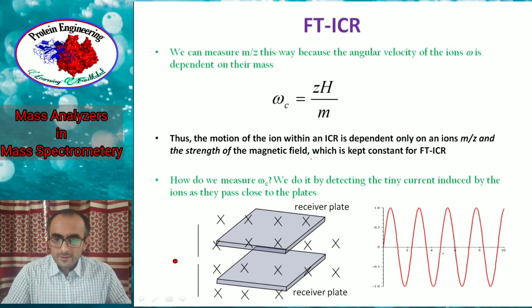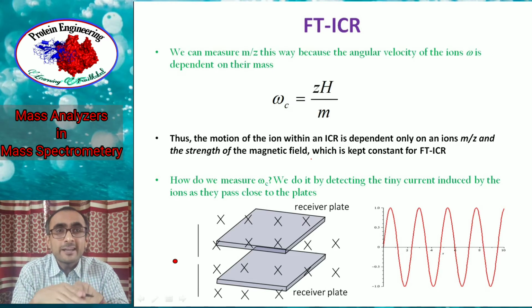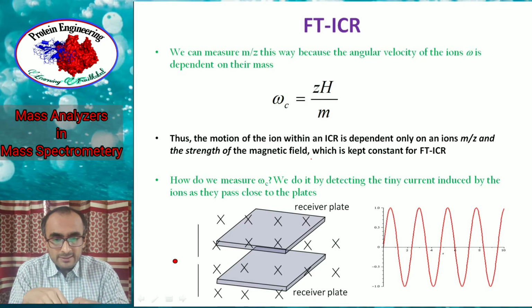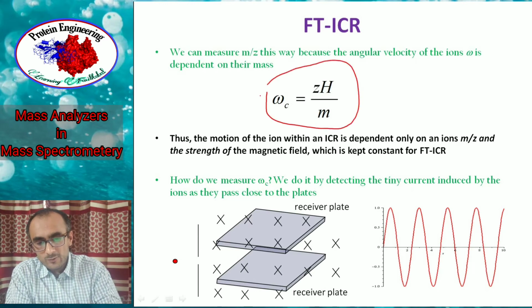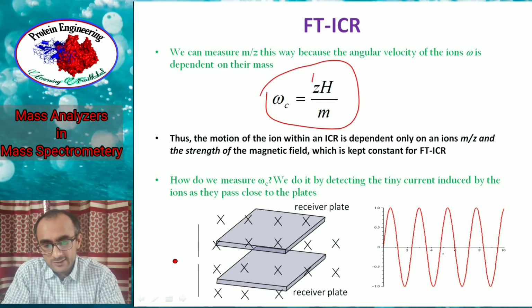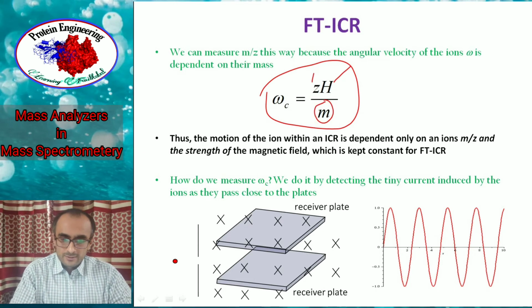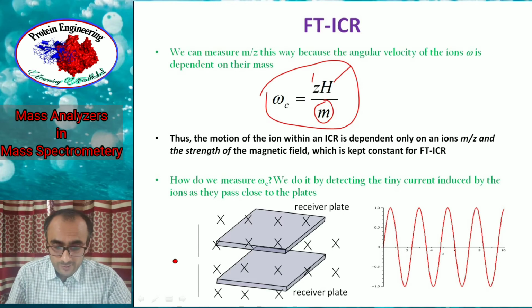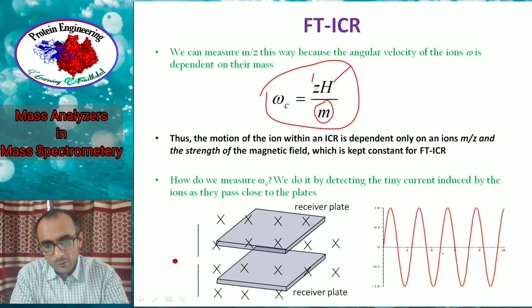So basically m/z can be measured in ICR by measuring the angular velocity of the ion, the cyclotron angular velocity. A cyclotron is a machine where you can accelerate ions by applying a magnetic field and electric field together. So the cyclotron angular velocity of ions, omega c, is equal to zH upon m, where z is the charge, H is the magnetic field, and m is the mass of those ions. So the angular velocity or angular frequency depends basically on m/z of those ions.